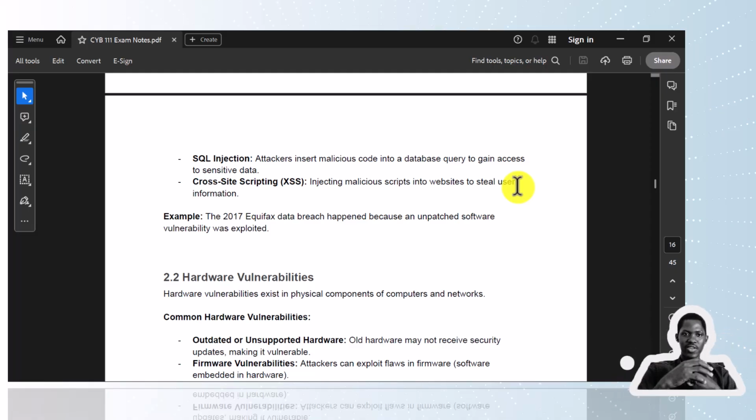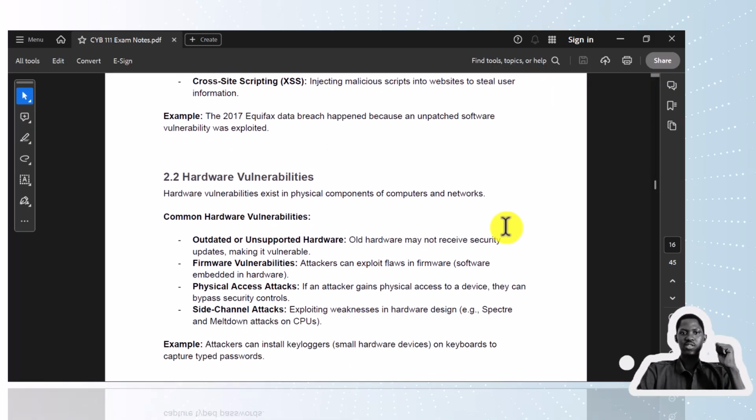An example we have here is the 2017 Equifax data breach that happened because an unpatched software vulnerability was exploited. And I also made mention of the ransomware attack too that happened more recently. Now that's about software vulnerabilities. Let's move to hardware vulnerabilities.